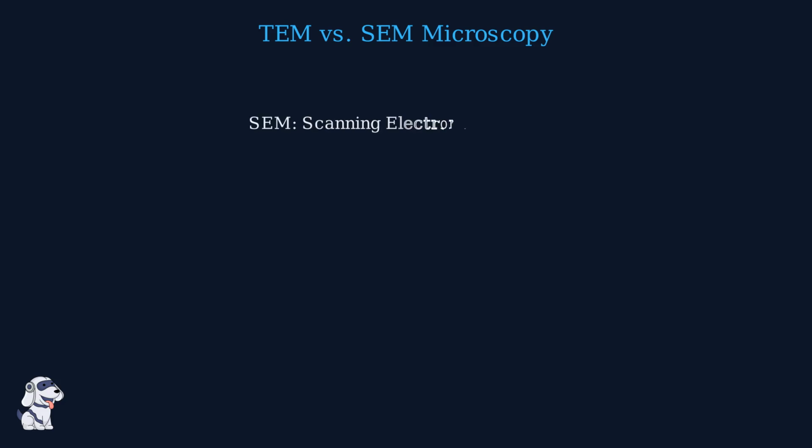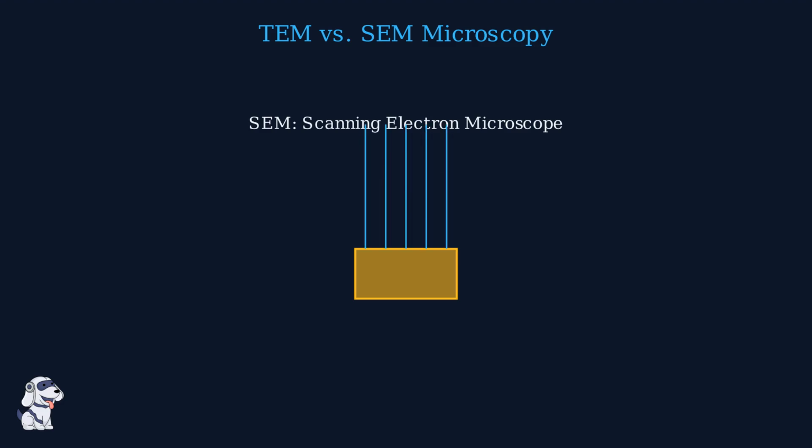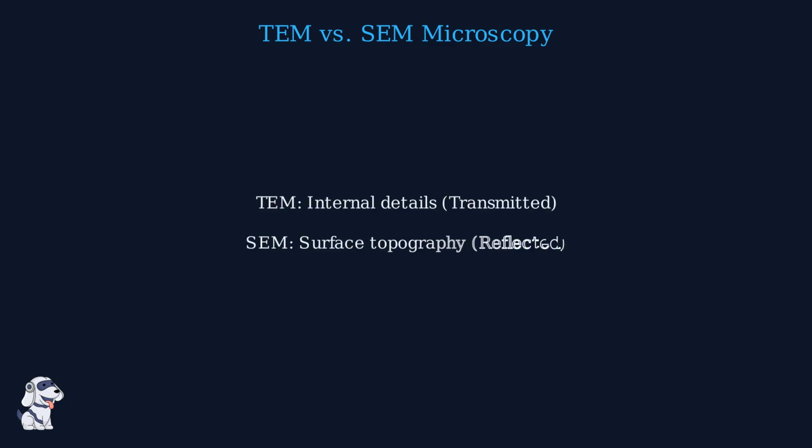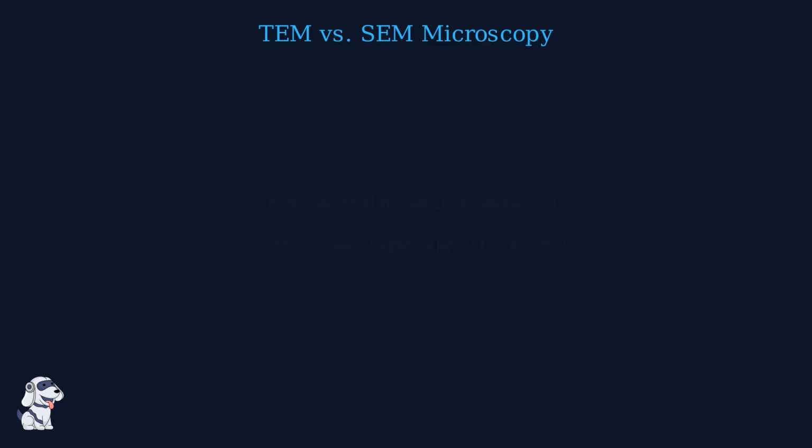This allows us to map the internal ultrastructure of biological samples or materials. In contrast, the scanning electron microscope, or SEM, uses a focused electron beam that scans back and forth over the surface of a specimen. The resulting interactions provide high-detail, three-dimensional topographical views. While TEM excels at revealing internal components by looking through the sample, SEM is the tool of choice for observing surface structures and 3D morphology.